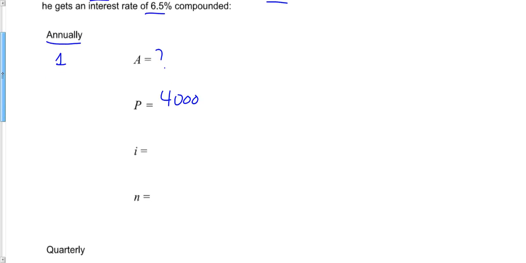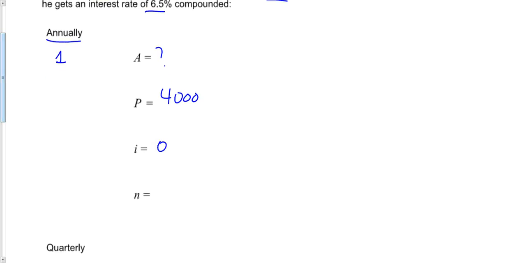So if his interest rate is 6.5%, as a decimal, that's 0.065. And it's going to be in there for 15 years. So 15 times 1 is equal to 15.